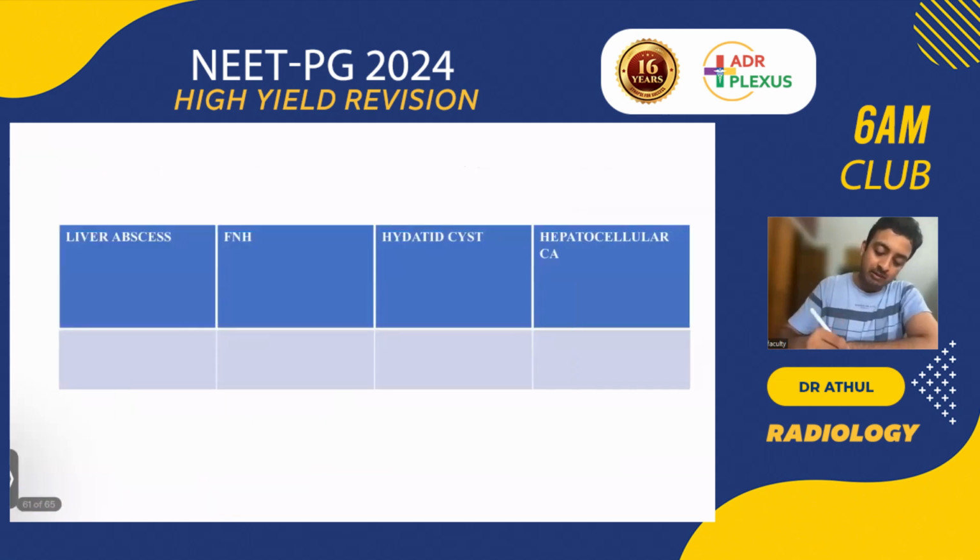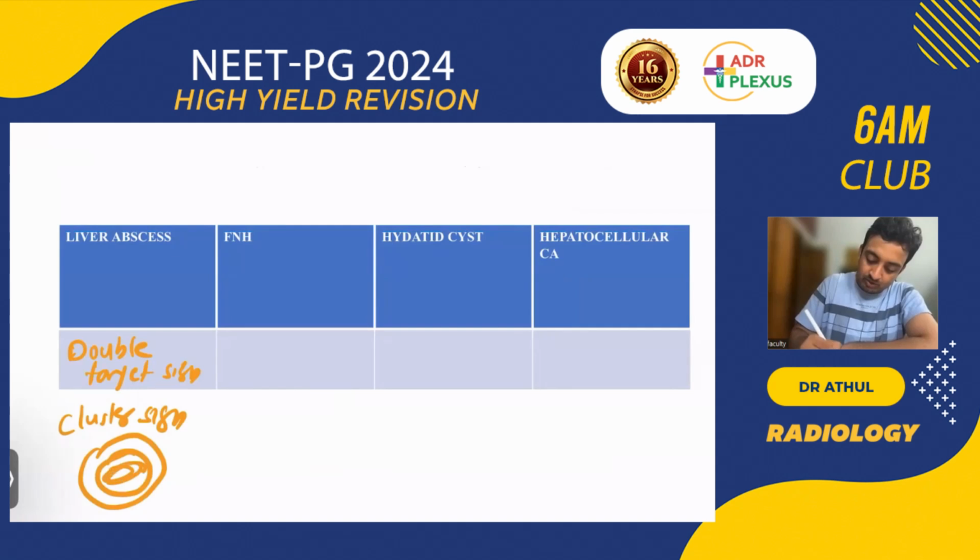So if it is a liver abscess, you will be seeing two signs. One is, in our workbook, if you go and see, you will be seeing the double target sign. Cluster sign in pyogenic abscess. Two signs will be there because it is an abscess, it will be surrounded by edema. So that is what is called the double target sign.